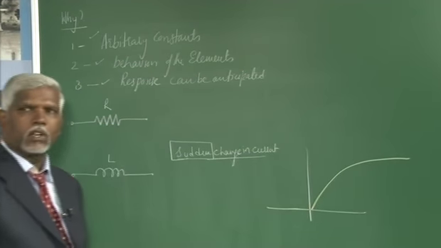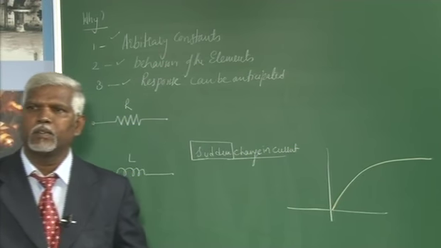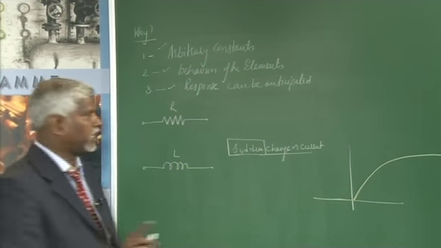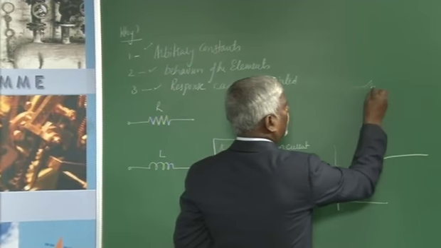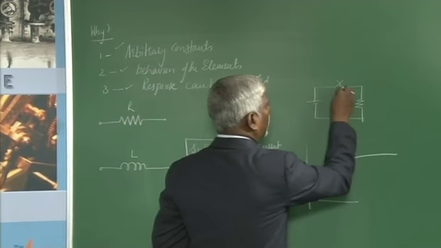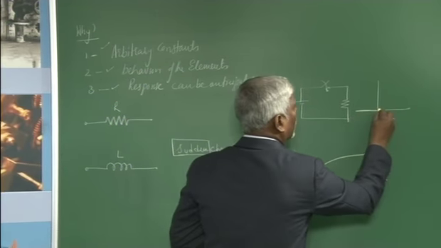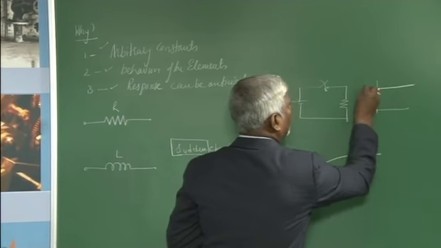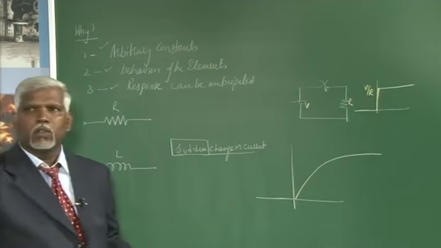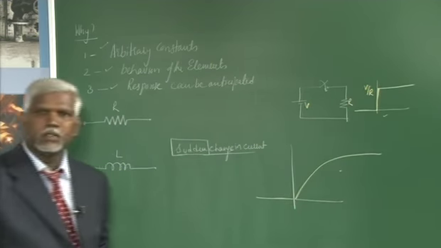a sudden change is not accepted, whereas in case of a resistor, there is an instantaneous change in current. If I take a switch, a resistor and a voltage source, and I close the switch, the current will be 0 before and there will be a sudden change, it will be equal to V by R. If this is R and this is V, there is an instantaneous change. You can see the difference between an instantaneous change and a gradual change.